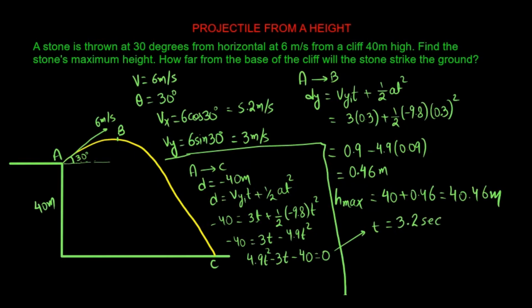That means it takes 3.2 seconds for the stone to go from point A to point C. That's the time of flight. And now we are trying to calculate the horizontal displacement, which is dx. Dx has a simple formula, Vx multiplied by time, and Vx is 5.2. T is now 3.2. We multiply them both and we get 16.64 meters. That's your answer again for the second part.